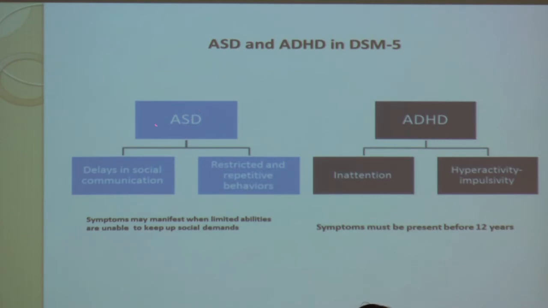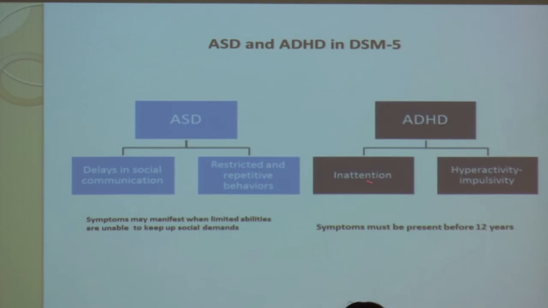But basically, for autism spectrum disorder, as you may know, there was a big change: they removed all the diagnoses, PDD-NOS, pervasive developmental disorder, Asperger's syndrome, autistic disorder. They are no longer used officially, and we use the term autism spectrum disorder. You need to have delays in social communication and restricted and repetitive behaviors to make a diagnosis. The other change is that symptoms may manifest when limited abilities are unable to keep up with the social demands, so they don't have the age criterion that they had in DSM-4 TR.